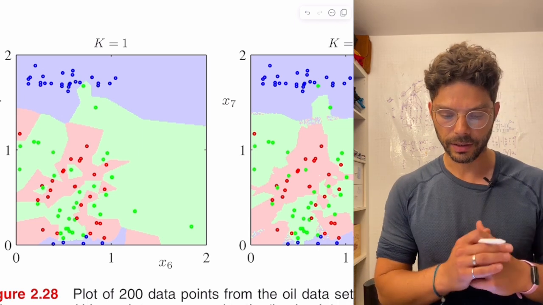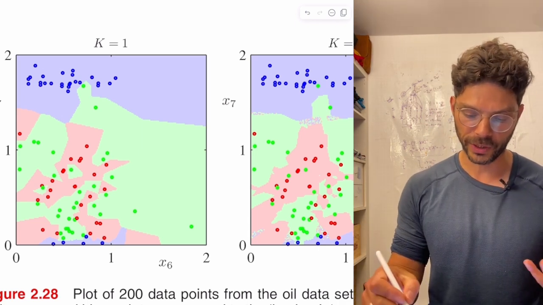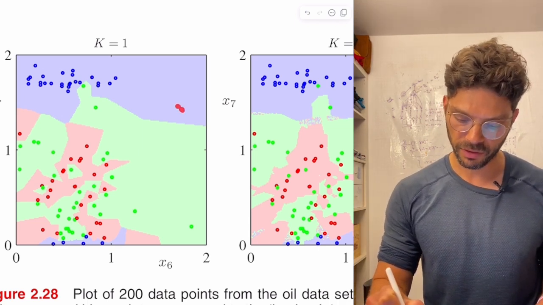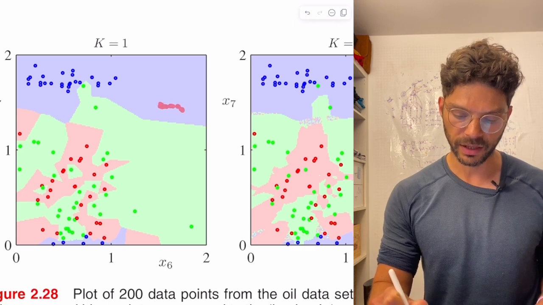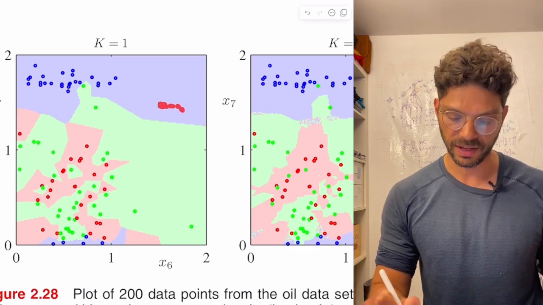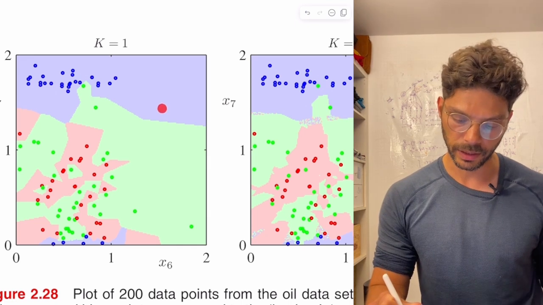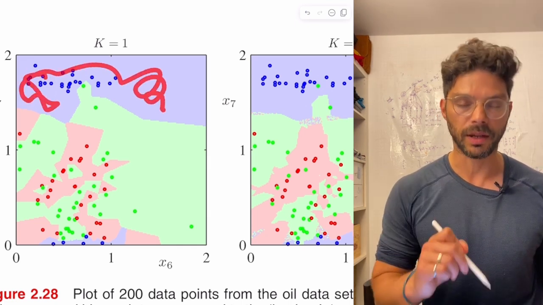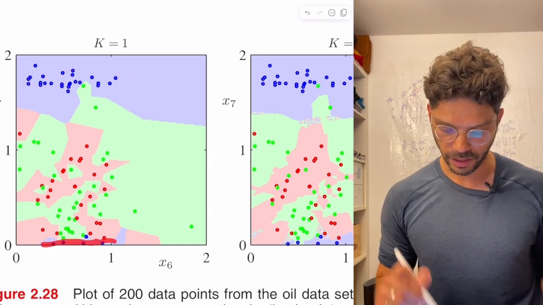And again, here is the k equals 1 case. So what you're doing here is for every single one of these points, you're just looking at it and asking, what color is my nearest data set point? And for all of these points, the nearest data set point is blue, including these guys down here.